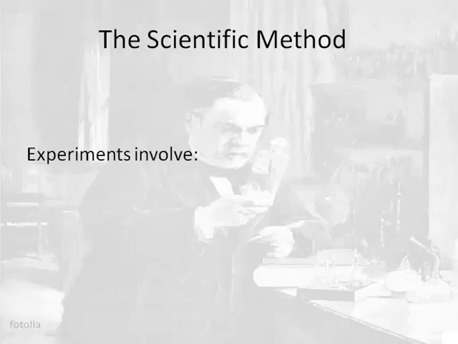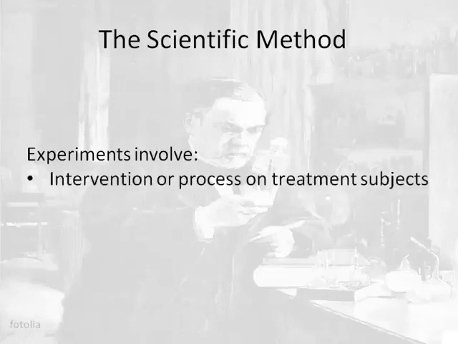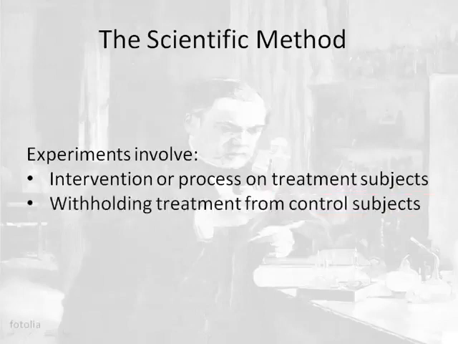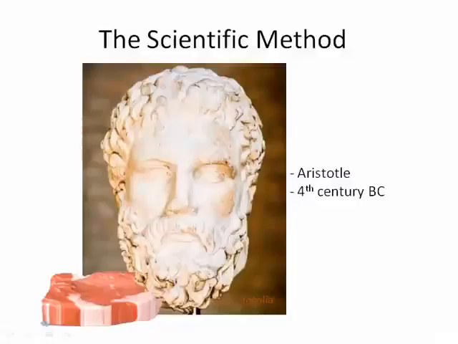Experimental design is a rigorous and important part of the scientific method, and each experiment varies in its details. In many experiments, good experimental design involves the effect of some intervention or process on one group that we call treatment subjects, and withholding that treatment from control subjects. Some examples may clarify these concepts.